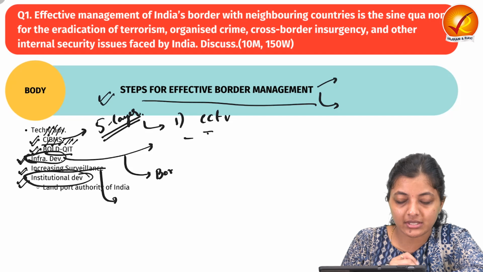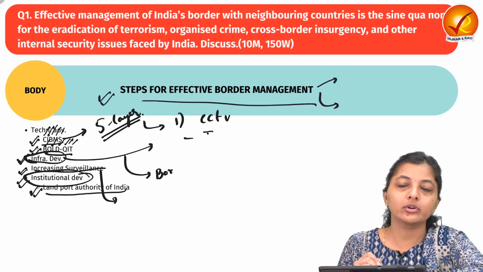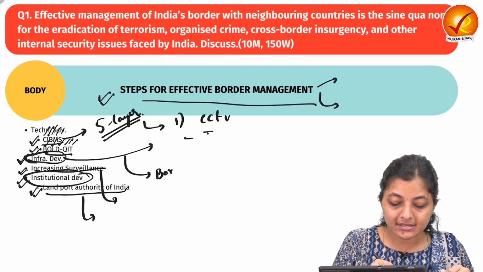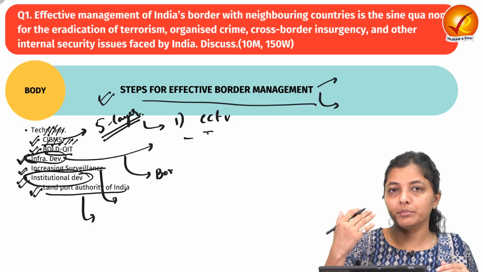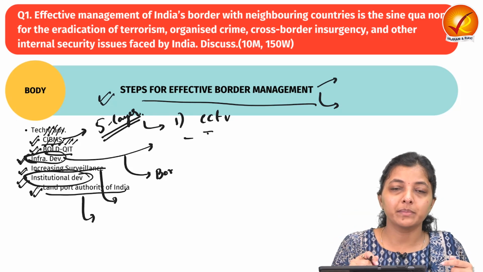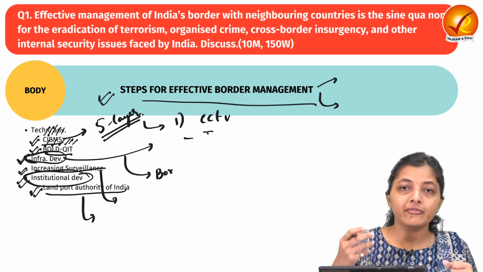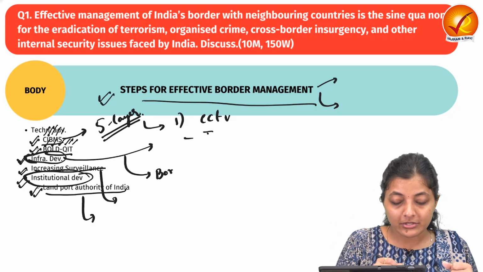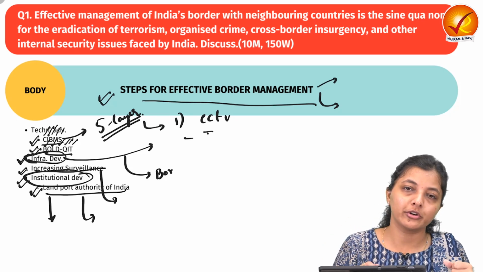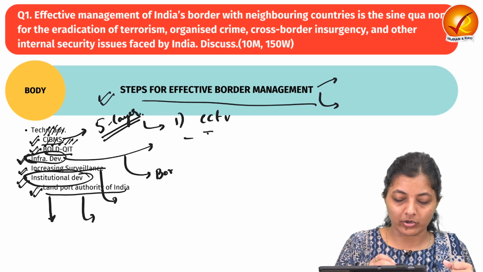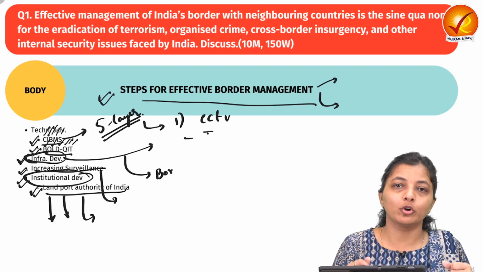Then institutional development, or institutional reforms. Like we have the Land Ports Authority of India. It is the statutory body to manage the movement of goods and people, and to build integrated checkposts along the border. So it should be empowered with more powers on the lines of the Airports Authority of India or similar bodies, so that they can ensure effective border management.